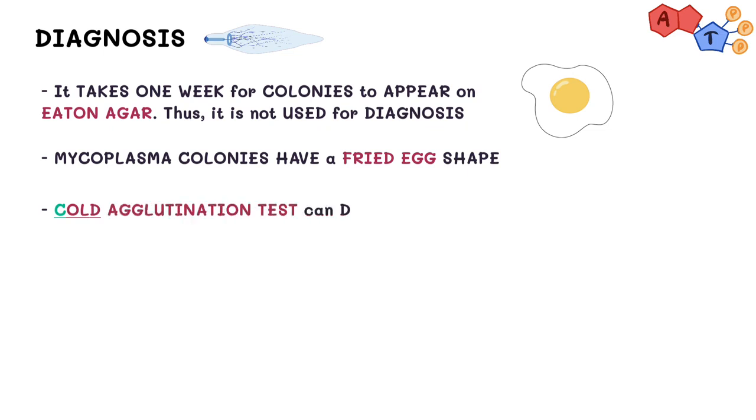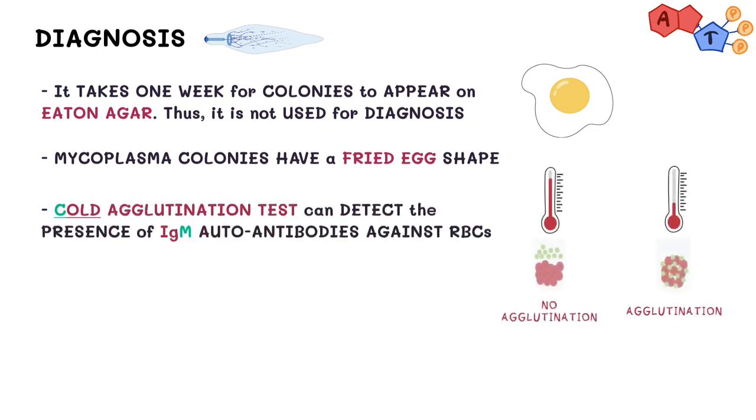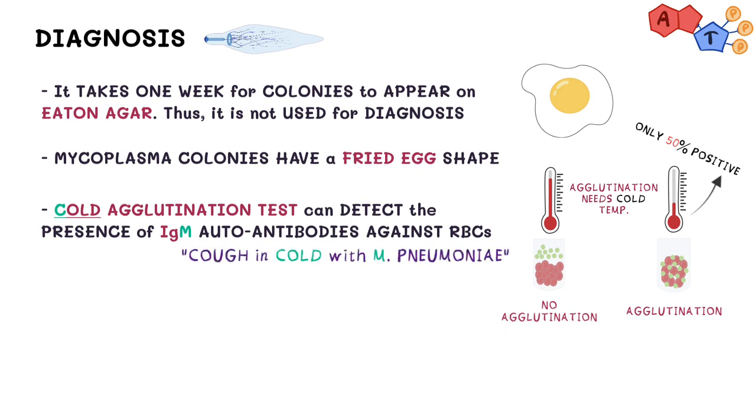Cold agglutinin is another fast serological test that can detect the presence of IgM autoantibodies against RBCs in the patient's serum. However, only half of patients with Mycoplasma pneumoniae will be positive for cold agglutinins. Thus, the test is non-specific and false positive results can even occur. Remember, you cough in cold with Mycoplasma pneumoniae, so this is the equivalent to pneumonia, cold agglutinins, and IgM.